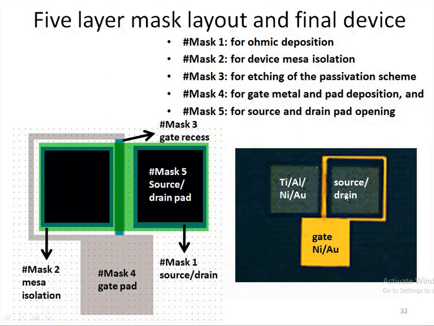So this is a final view of the fabricated device using an optical microscope. Here we have used a 5-layer masking scheme. Mask 1 was for the ohmic source and drain deposition. Mask 2 is for device isolations. Mask 3 is for etching of the passivation scheme. Mask 4 is for gate metal deposition and gate oxide deposition. And mask 5 is for source and drain pad openings.